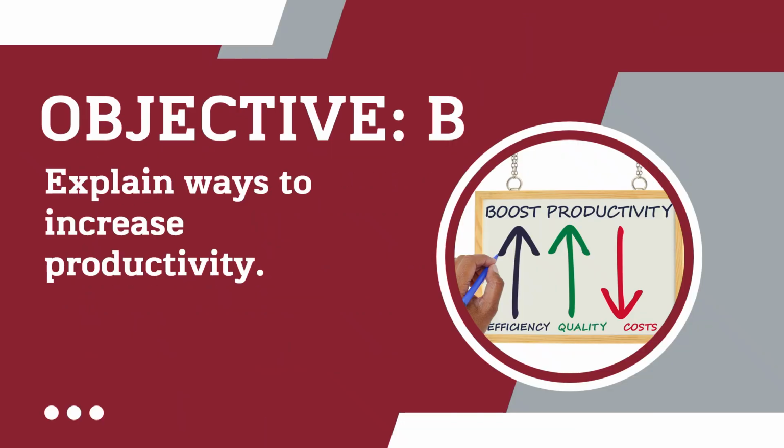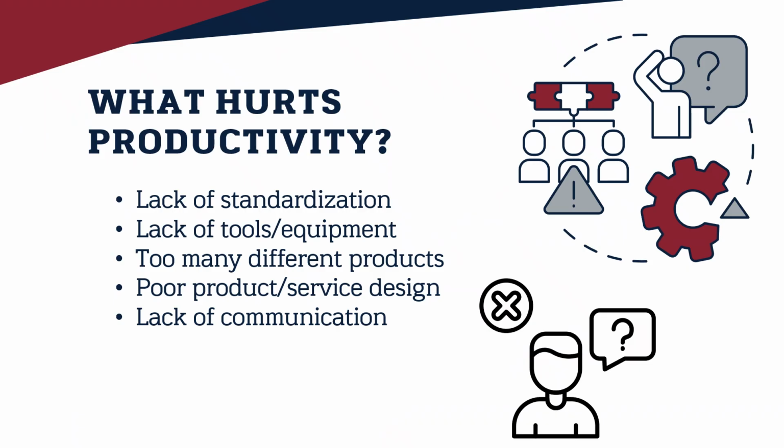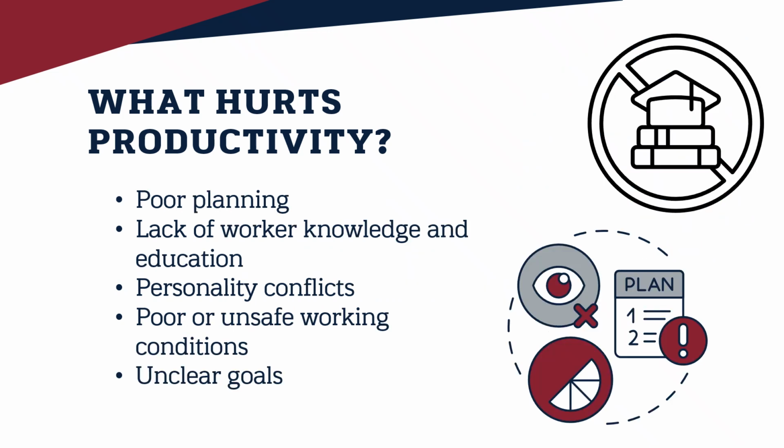Now, let's talk about ways to increase productivity. First, let's look at what hurts productivity. Lack of standardization among tools and processes, lack of tools and equipment, too many different options, add-ons or accessories, poor product and service design, a lack of communication within the organization, poor planning, a lack of worker knowledge and education, personality conflicts, poor or unsafe working conditions, and unclear goals.